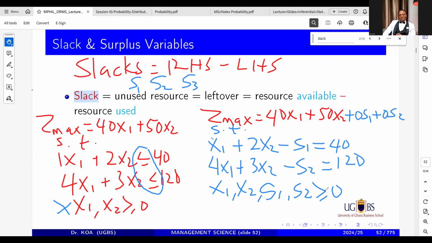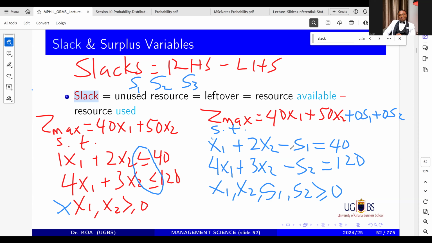This is how you convert the slacks. So if you want to know the slack value, all you got to do, as you can see, is to subtract the right-hand side from the left-hand side. And whatever is left will give you the slacks. That's all. Normally, whatever is left is going to give you the slacks.